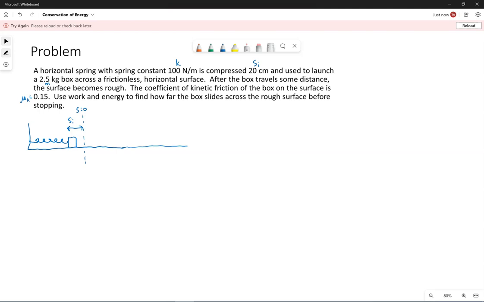It says it slides for a while where it's frictionless, and somewhere down here it becomes rough, meaning now there is kinetic friction. The problem wants us to know how far the box slides across the rough surface before stopping. So essentially it wants to know this distance that has friction. And stopping, the box will be V final over here at this location. Okay, so conservation of energy, our fundamental equation.